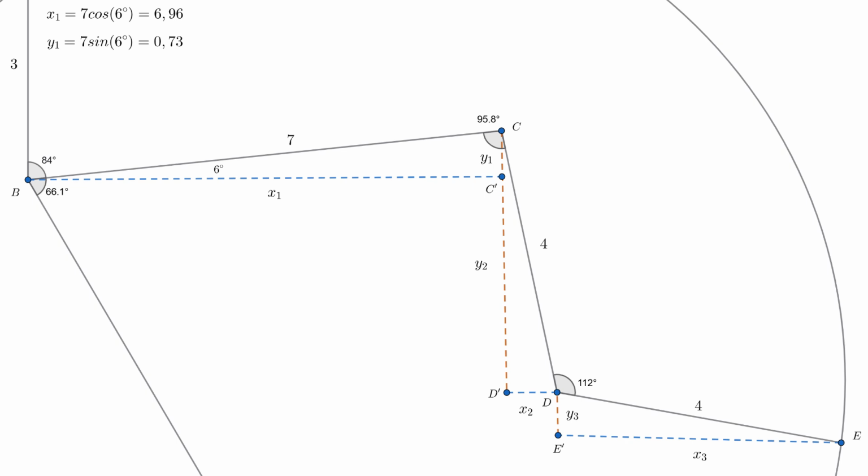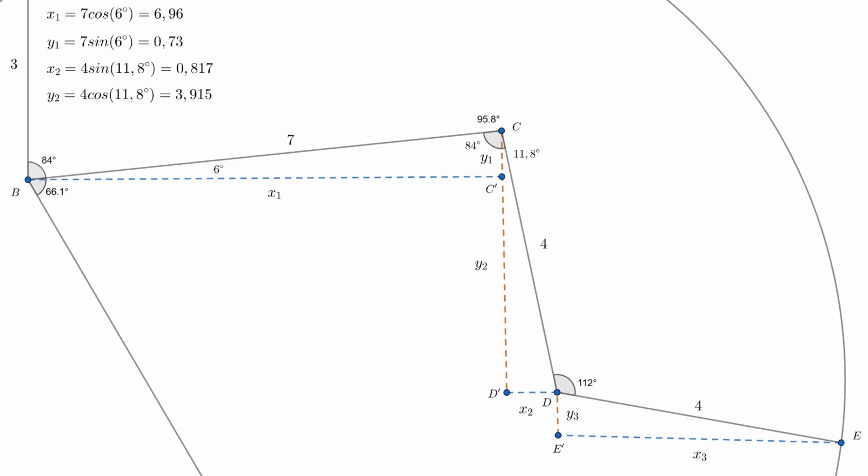Now let's go to the second triangle, CDD prime. Since this angle here is 95.8 degrees, and this one is 84, this angle here is 95.8 minus 84 equals 11.8 degrees. So x2 equals 4 times sine of 11.8, which is 0.817, and y2 equals 3.915. Moving on to the third right triangle, DEE prime.